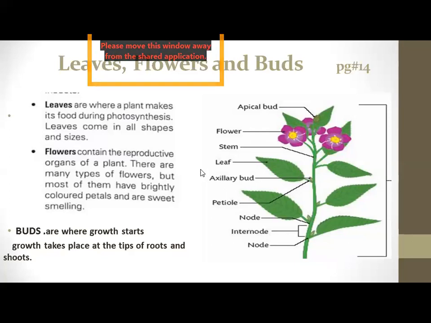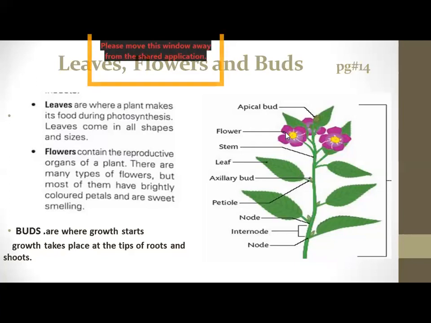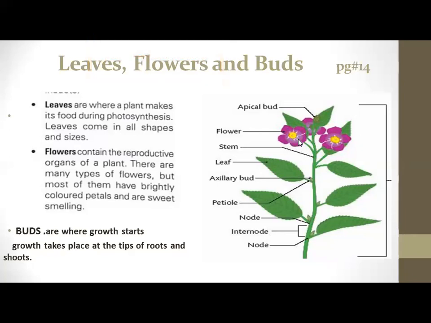But most of them have brightly colored petals. What are petals? The brightly colored part of the flower is called petals. You can see these leaves; these are also called leaves, but these are colorful, so they are called petals. They produce some sweet smell to attract insects and birds towards those flowers. The main function of these brightly colored leaves of the flower is attracting insects and birds for pollination.